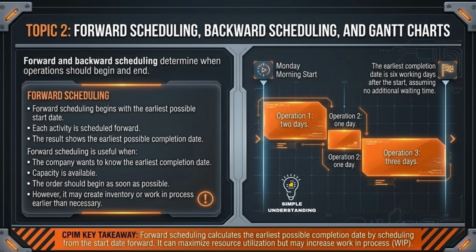Suppose an order can begin Monday morning and requires Operation 1, 2 days, Operation 2, 1 day, Operation 3, 3 days. The earliest completion date is 6 working days after the start, assuming no additional waiting time. Forward scheduling is useful when the company wants to know the earliest completion date. If capacity is available, the order should begin as soon as possible. However, it may create inventory or work in process earlier than necessary.